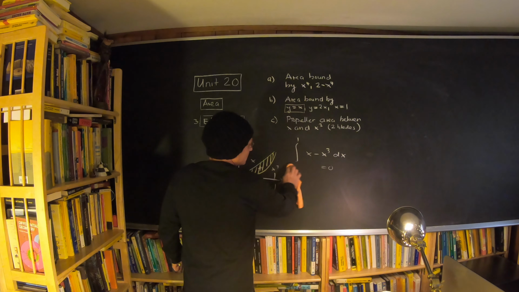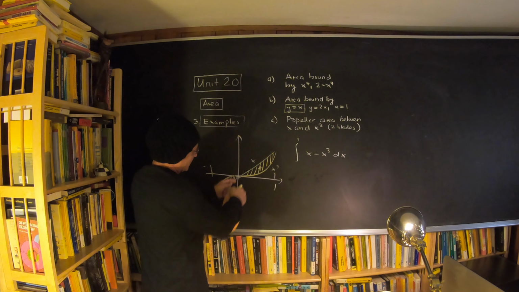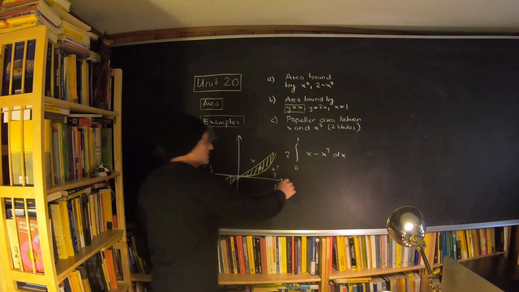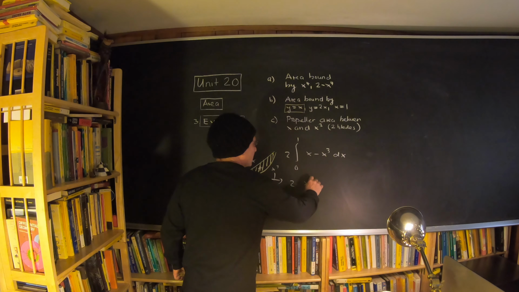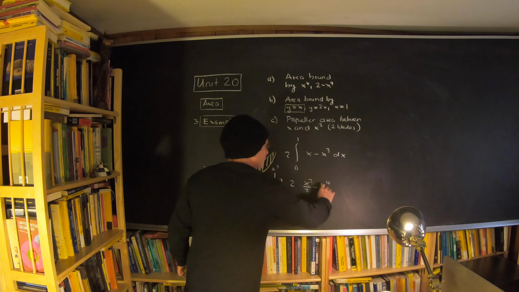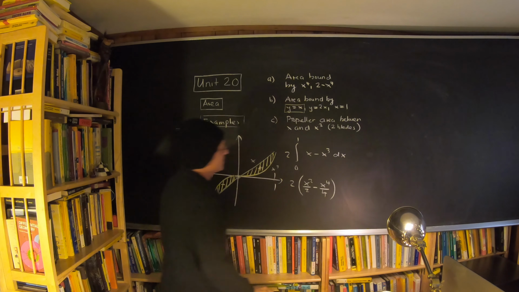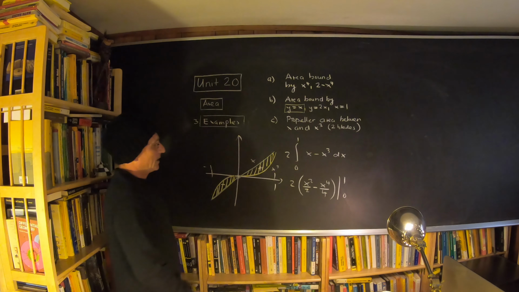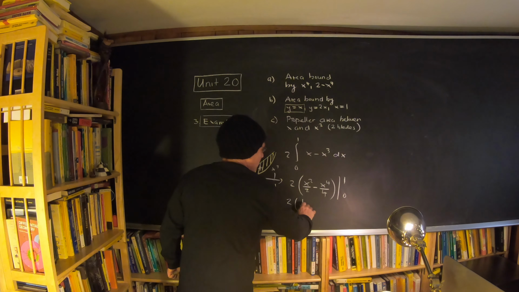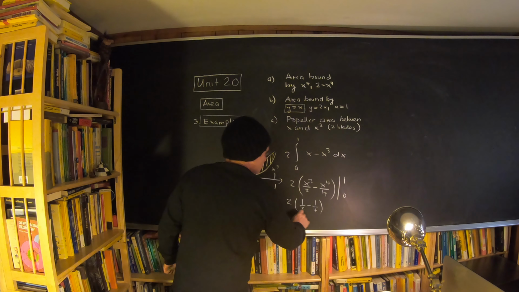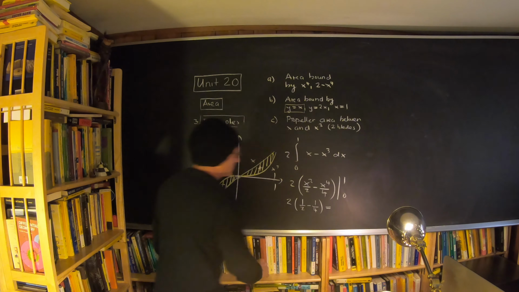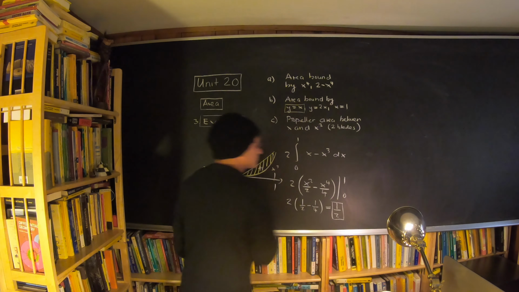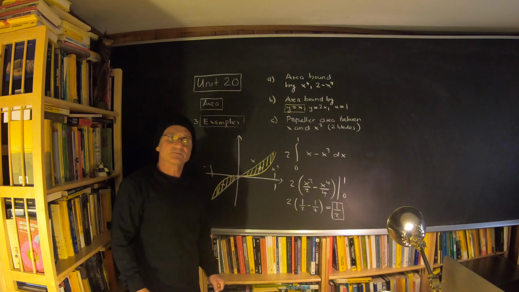One way to do that is you just do twice this. By symmetry we can say this is twice this. So we have 2 times x squared over 2 minus x to the 4th over 4, and then we evaluate this from 0 to 1. We get 2 times 1/2 minus 1/4. So this is 1/2, this is 1/4, this is 1/4, and the result is equal to 1/2. This is an example which we already have done.